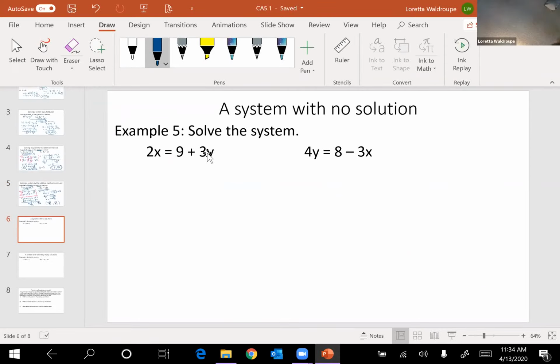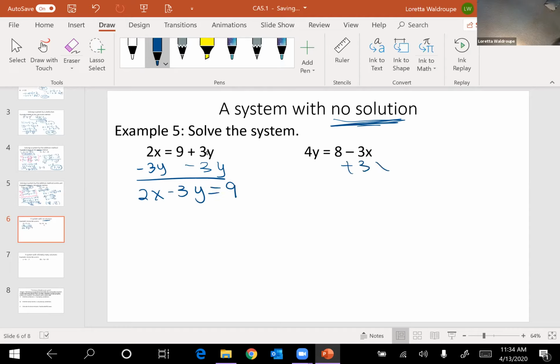Same idea. This tells us what our answer is going to be, but how do we know it's no solution? Okay, so step one, get your x's and y's on the same side. So subtract 3y from both sides. And add 3x to both sides. Okay?